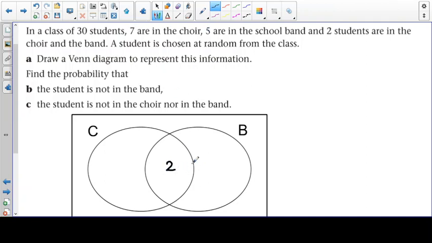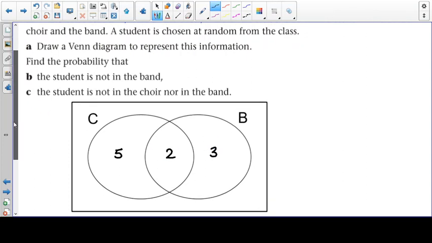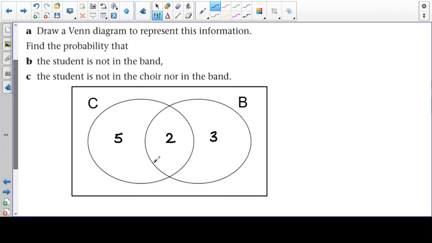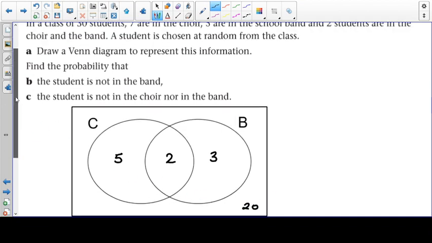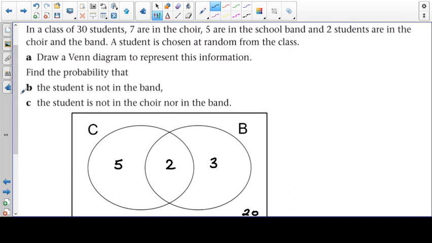So 2 are in the choir and the band, 7 altogether in the choir. So that must mean that's 5, so the whole thing adds up to 7. 5 are in the band, which means that must be 3. If there's 30 students altogether, that means there are 20 that aren't in either the band or the choir.